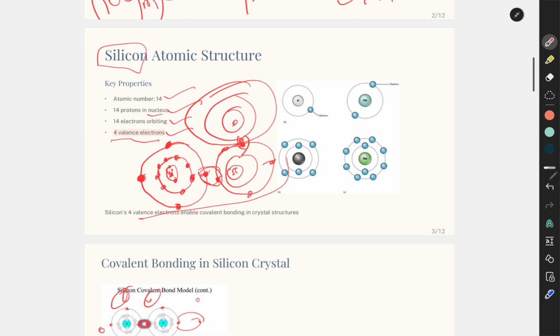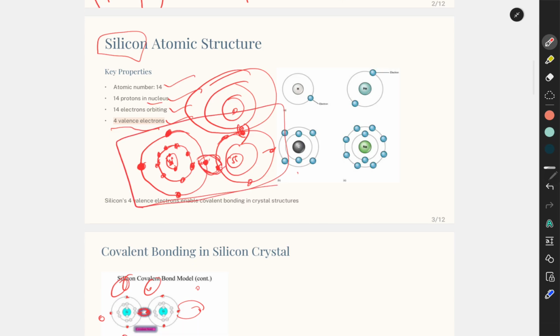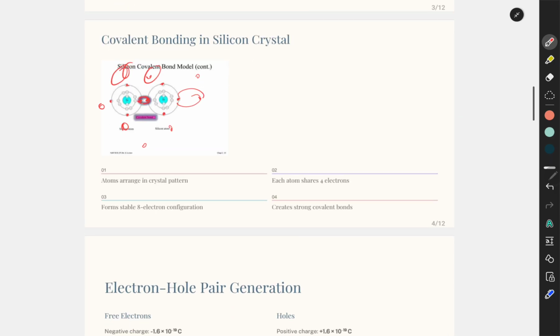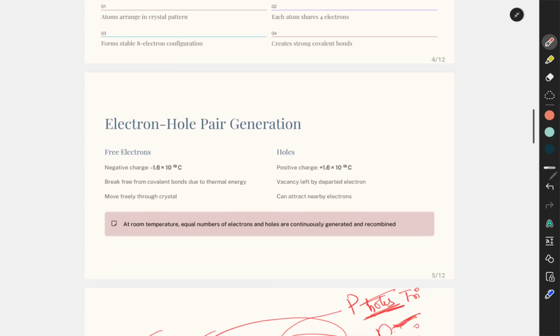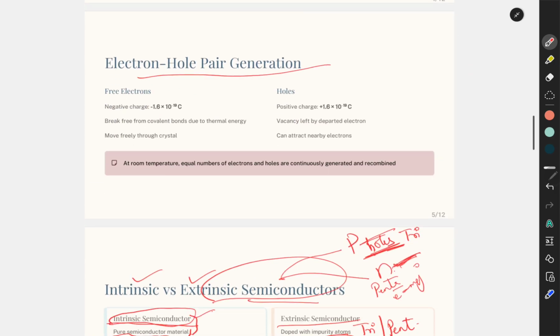Okay, we have seen the silicon atomic structure. It will have the covalent bond formation. How they are formed you can see in the diagram. So electron-hole pair generation is there. Some few lines about free electrons: they are negatively charged, having the magnitude 1.6 into 10 power minus 19 coulomb. Holes will have positive charge with the same magnitude.